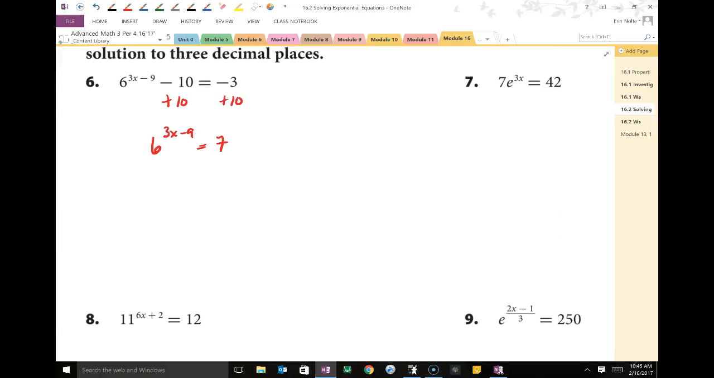Okay, so try again. What is the logarithmic form? Log base 6 of 7, and I say of 7. Yep, of 7. 3x minus 9. Good.